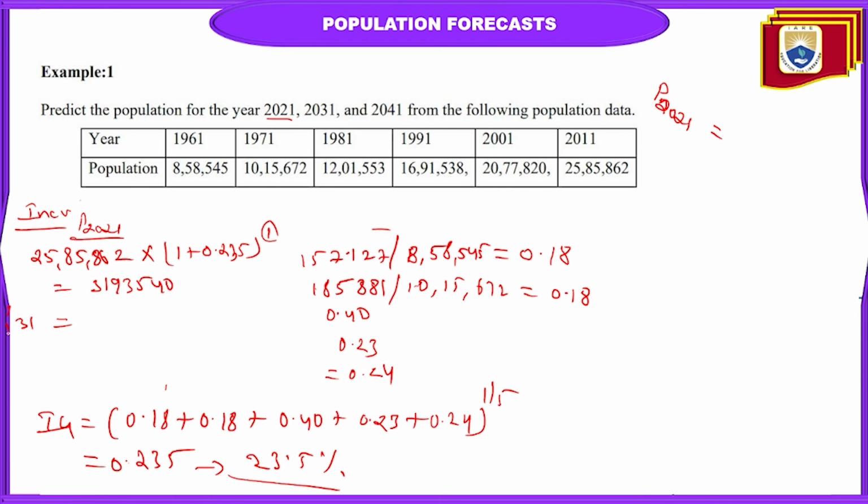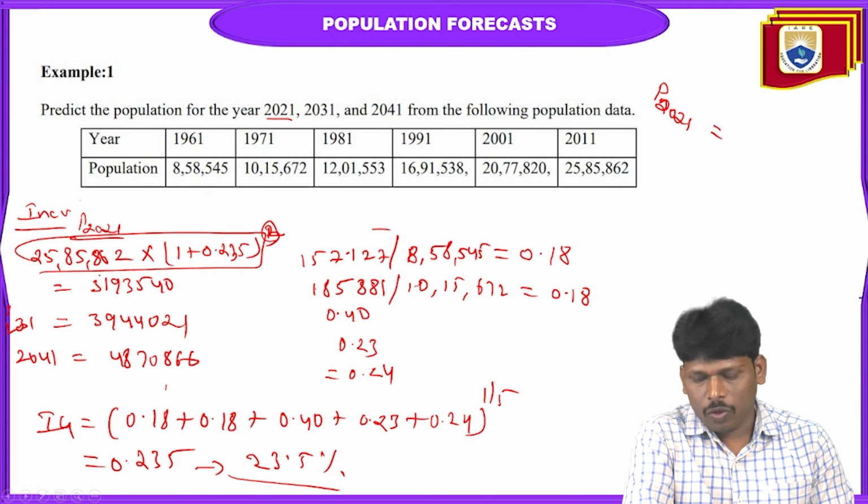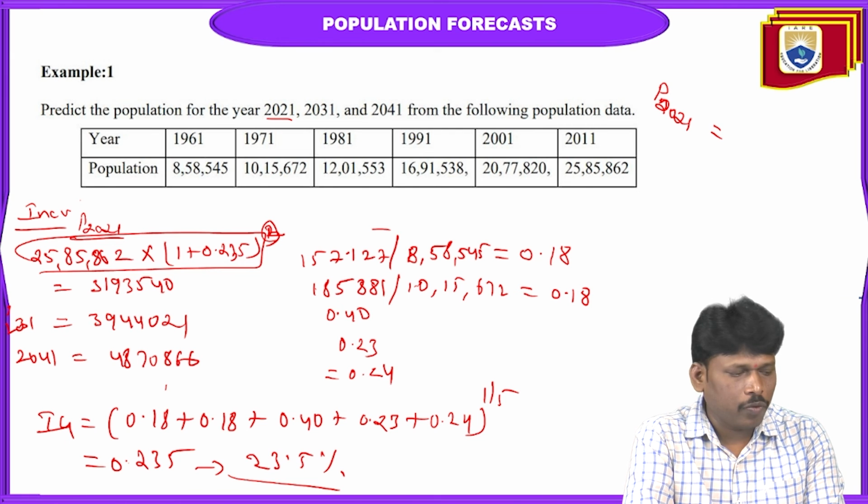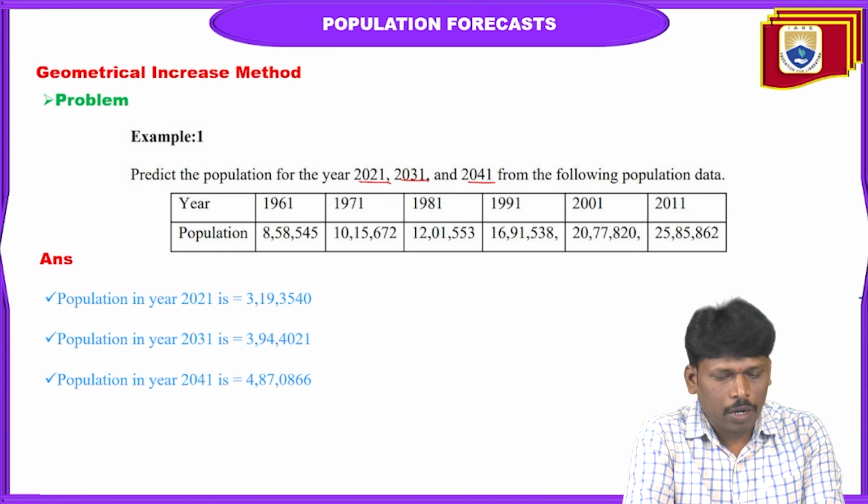Similarly we'll get for 2031 the expected population using this method, and similarly for 2041 the expected population is 48,70866. So we need to change only this value. For example, if you are calculating for 2031 it becomes 2, and if you are calculating for 2041 it becomes 3. The remaining is the same. In this way, we calculate the population forecast using this geometrical increase method.